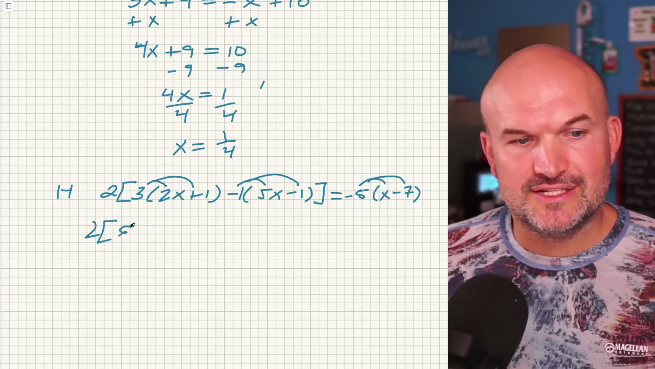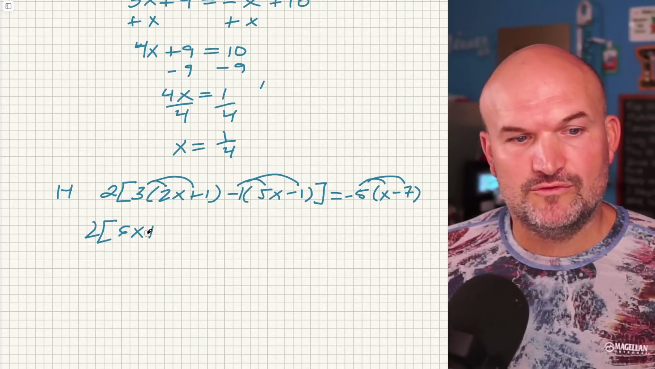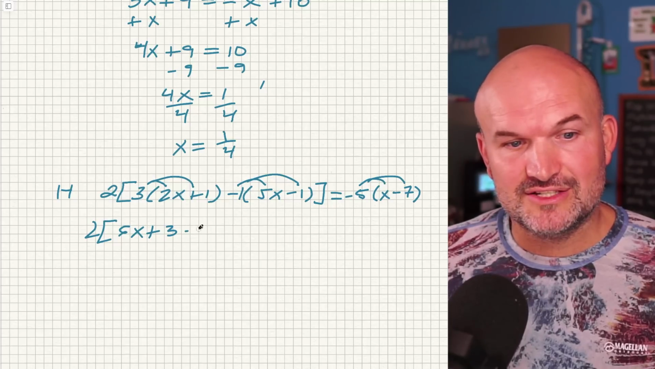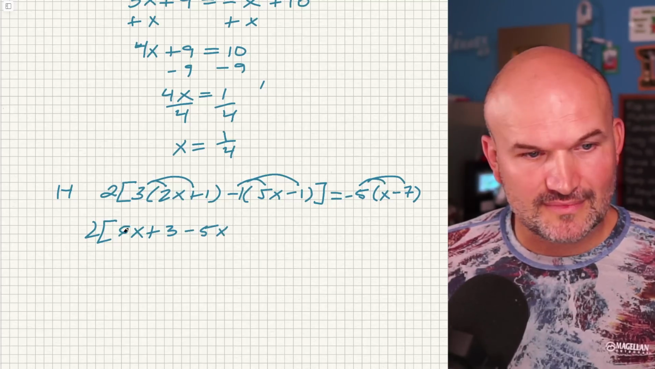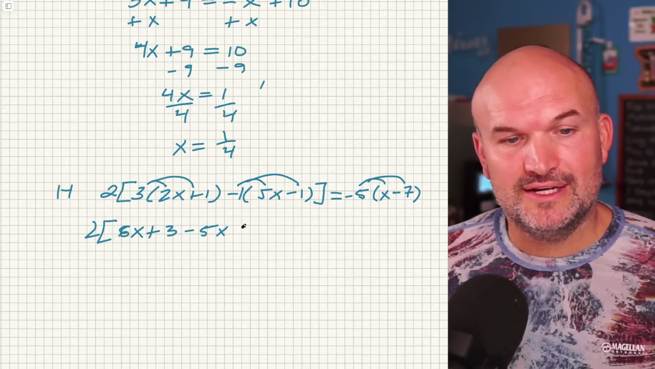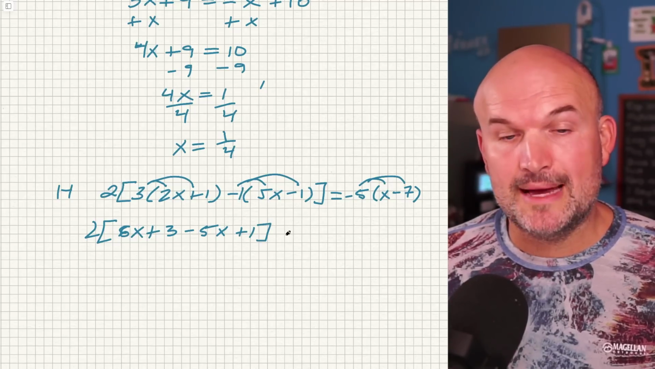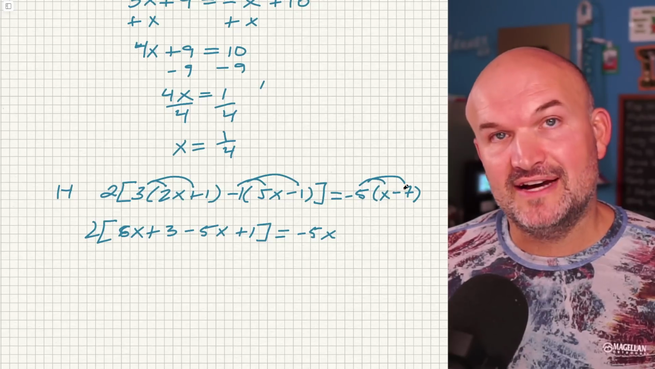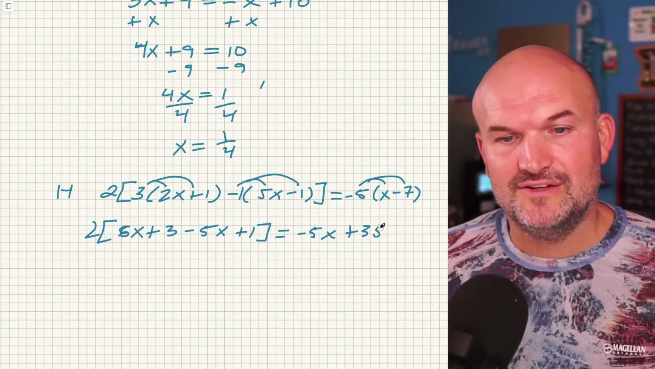So 3 times 2x is going to give me a 6x. 3 times +1 is going to give me a +3. Now again, that's a -1 times 5x. So that's a -5x. That's a 6x. My 6s are bad. And then -1 times a -1 is going to give me a +1. Close that bracket. And then over here, I am going to get a -5x, and -5 times -7 is going to give me a +35.